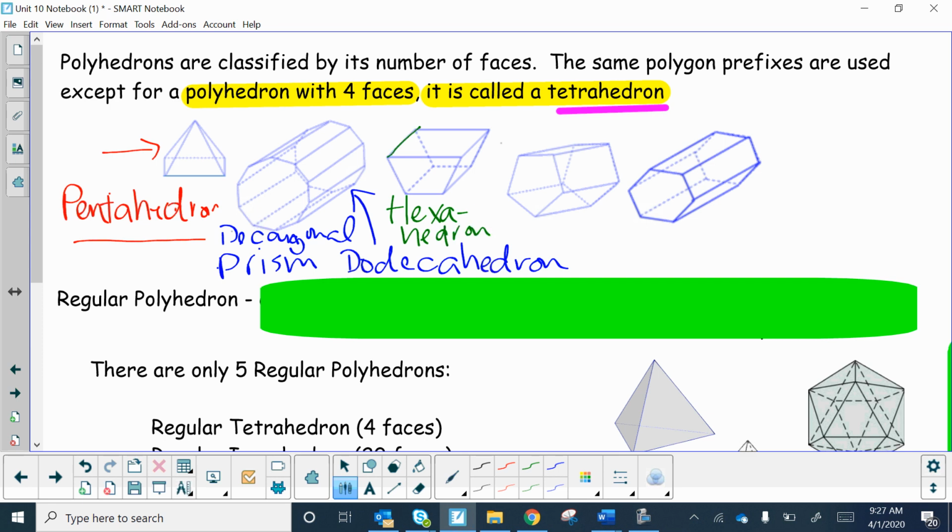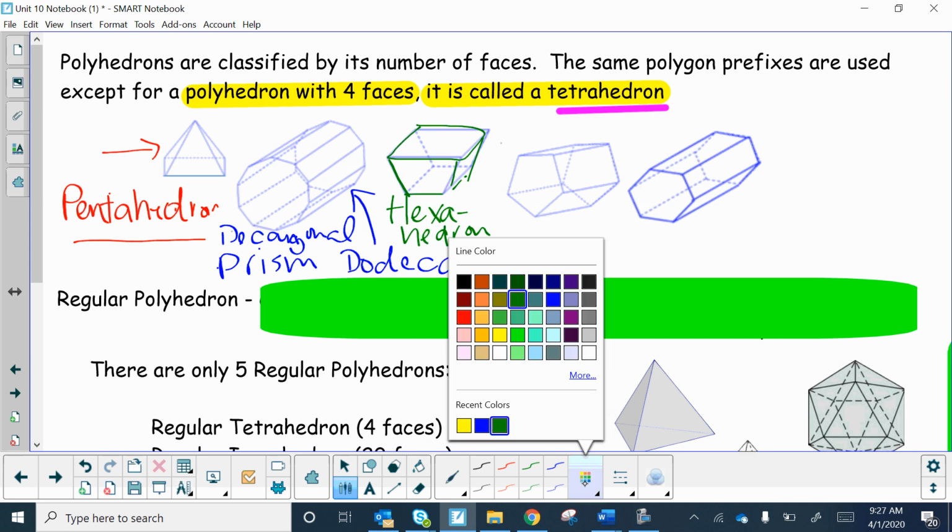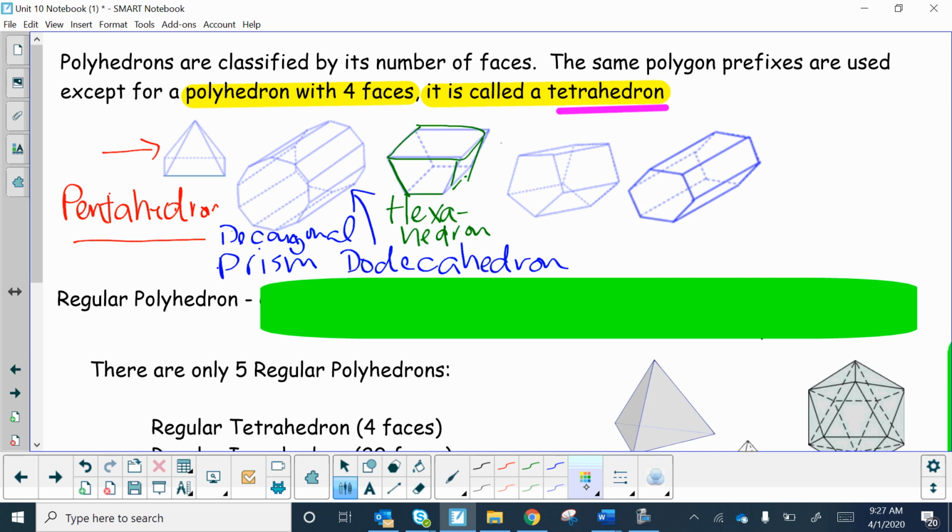Okay, so this guy right here with all of these faces is a hexahedron. Okay, looks like it could possibly be a prism, but not too sure about that. This next one has a pentagon for one of the faces, and then there's another pentagon in the back. This is also known as a prism. Okay, this is a pentagonal prism.